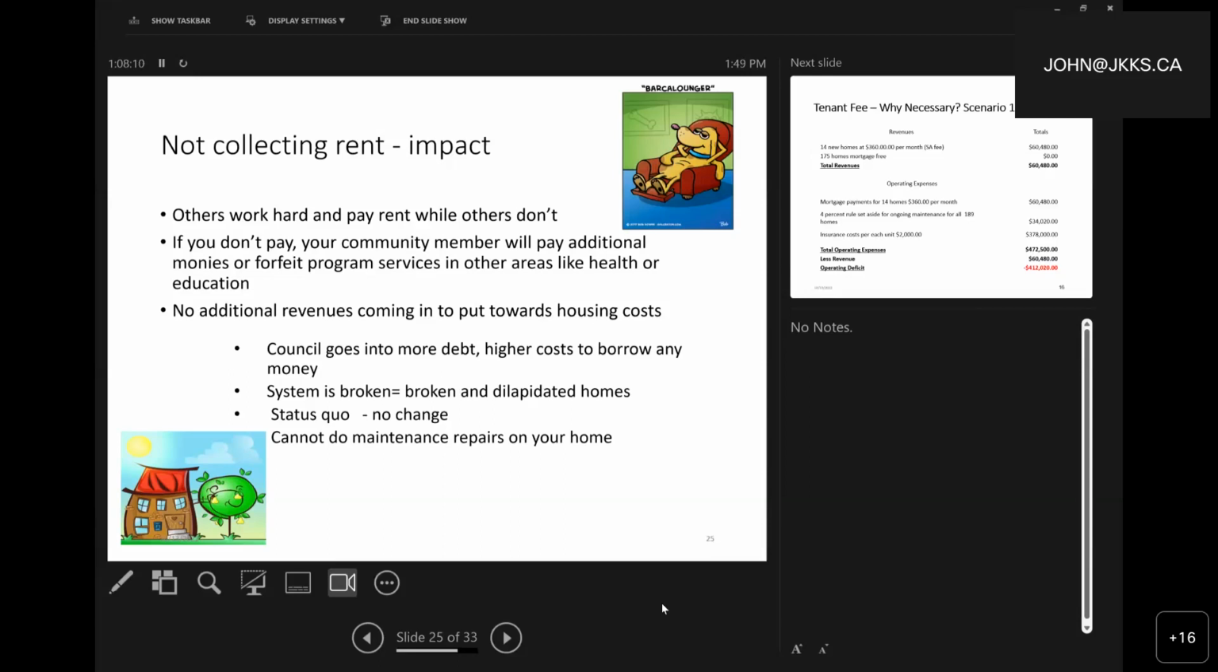We know that there's no additional revenues, right? So you can't hire people to do the maintenance. There's a higher borrowing cost. The system's broken. You can't maintain a house. So this generally is what's happening by and large in a lot of the communities.